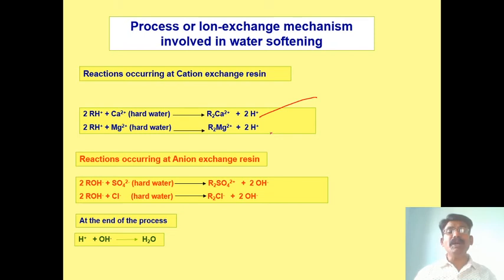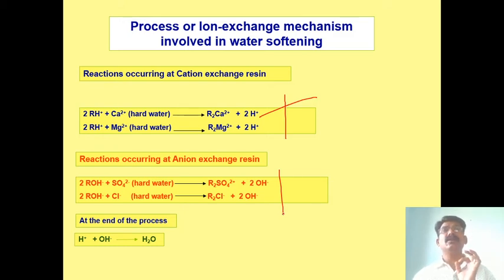And then the absorption of anions. If calcium chloride, calcium sulfate, magnesium chloride or magnesium sulfate is present, the sulfate or chloride is absorbed by the anion exchange resin, ROH, and an equal amount of OH minus is released. In the first reaction H plus ions were released, and here OH minus ions are released. Both H plus and OH minus ions combine together to form the water molecule. So these are the chemical reactions involved in the purification or softening of hard water. These are very, very important.